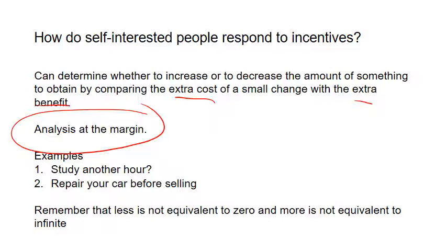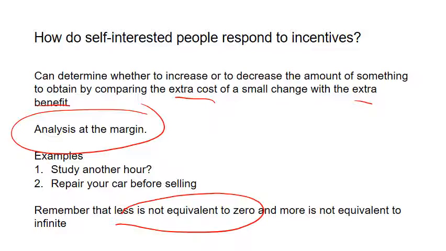Now remember that less is not the same as zero, and more is not the same as infinity. Many students seem to think in terms of either or. For example, they might say that people are not responding to incentives properly when someone continues to smoke after the price of cigarettes goes up. Well, the theory does not say that quantity goes down to zero or the quantity would increase to infinity.